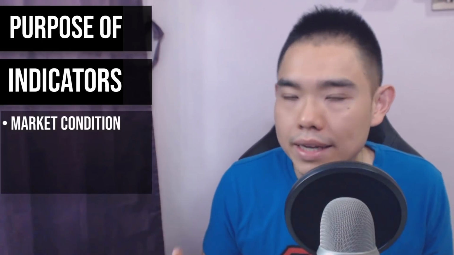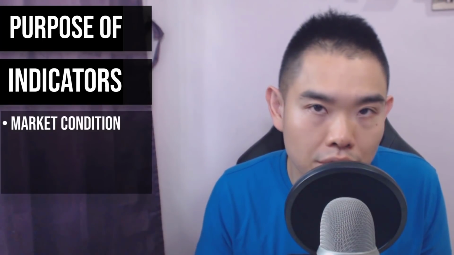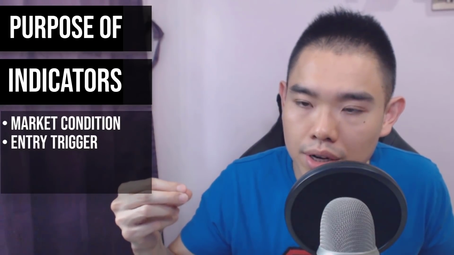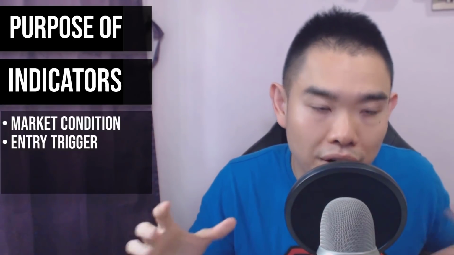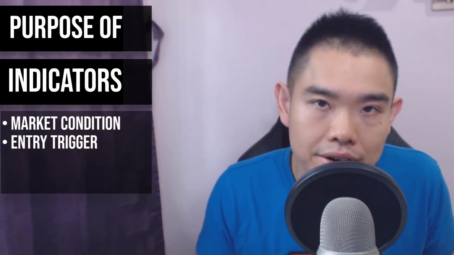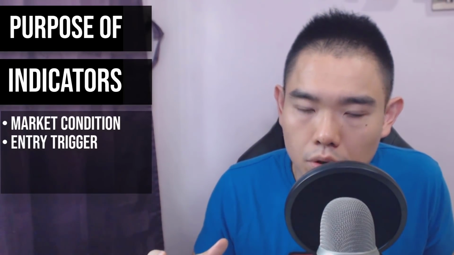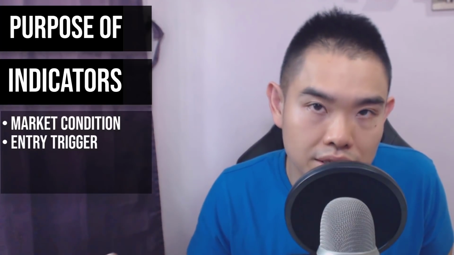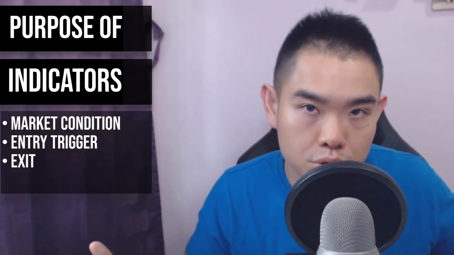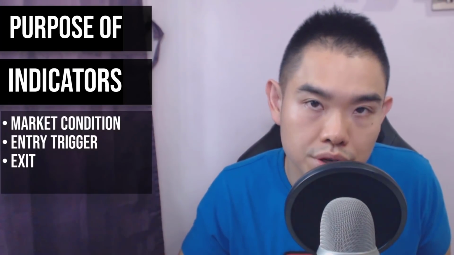Number two, indicators can help you better time your entry, or rather, indicators can serve as an entry trigger, telling you that now is the time to enter a trade, provided the other market conditions are met. Number three, indicators can also signal to you when to exit a trade, especially whether you want to be riding a trend or whether you want to capture a swing in the markets. Indicators can also serve that purpose.